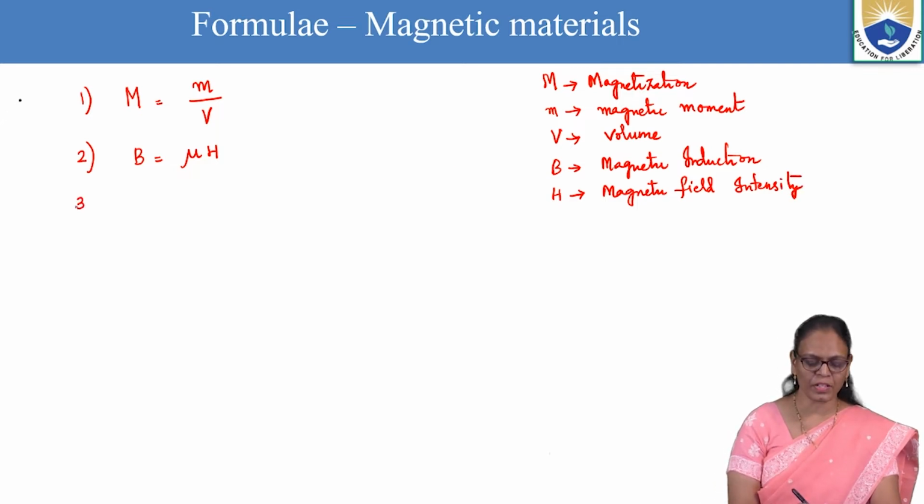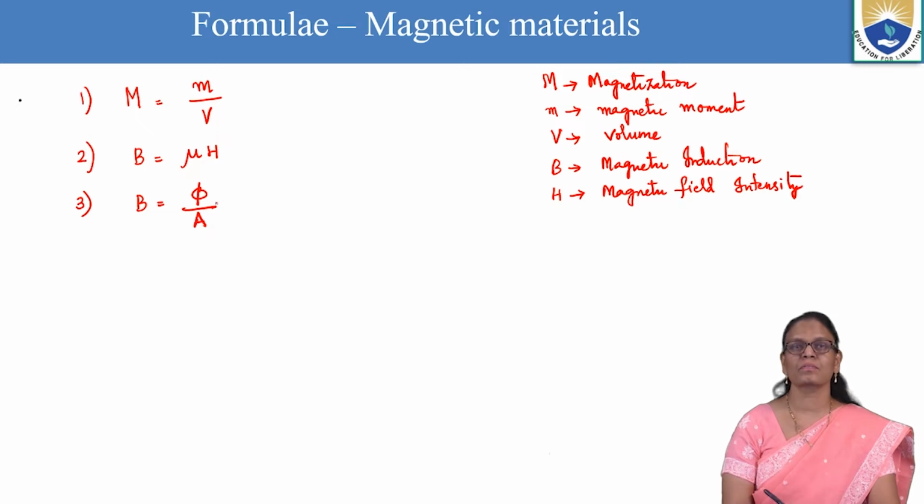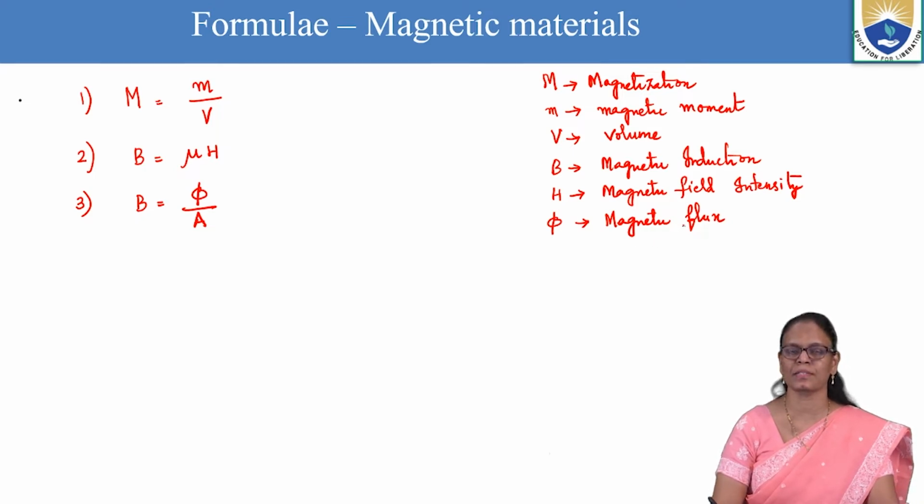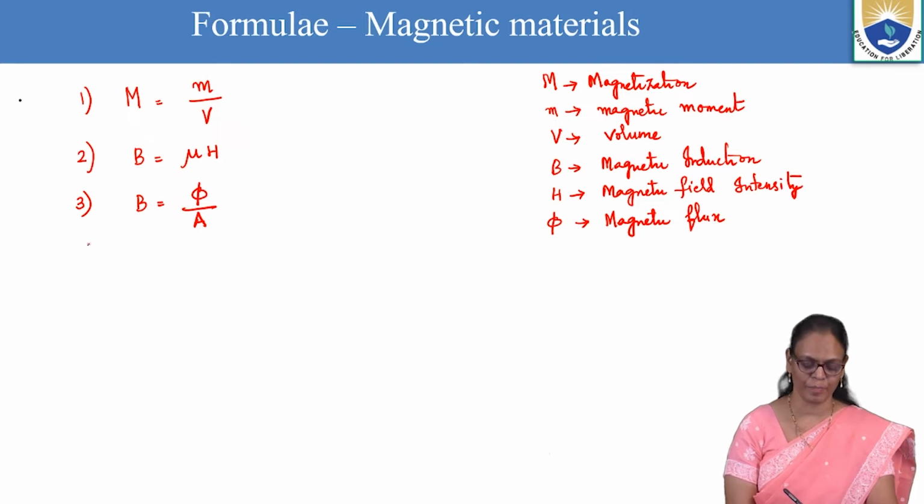We also have another formula to calculate the magnetic induction B. B is equal to phi upon A. Phi here is the magnetic flux. The flux per unit area gives us the magnetic induction. Flux is the number of lines of force passing through a given area. So we can calculate B using phi by A.